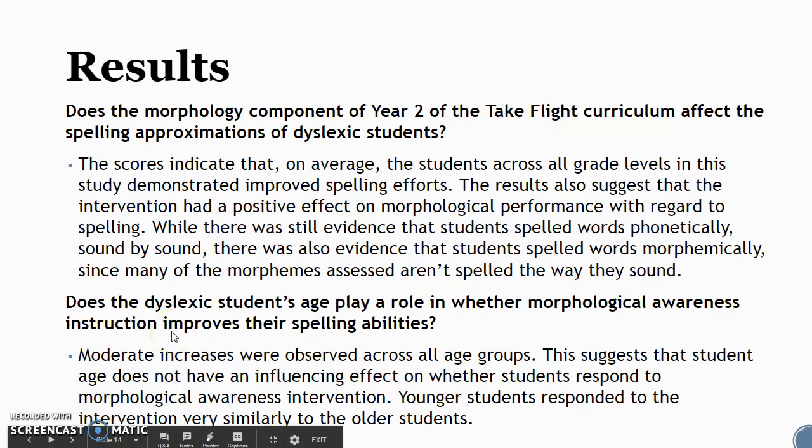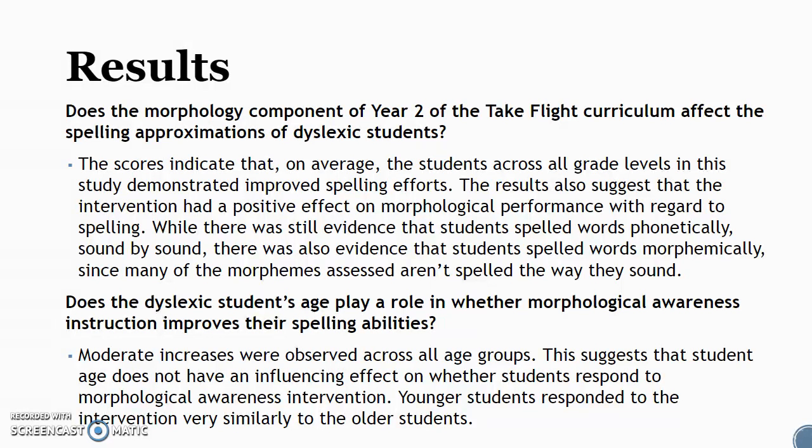So let's look at the results. Does the morphology component of Year 2 of the Take Flight curriculum affect the spelling approximations of students with dyslexia? The scores indicate that on average, the students across all grade levels demonstrated improved spelling efforts. They may have been moderate, but there was evidence that they did improve, all very similarly. While there was evidence that some students still spelled phonetically, sound by sound, there was also evidence that they spelled morphemically, since many of those morphemes assessed aren't spelled the way that they sound.